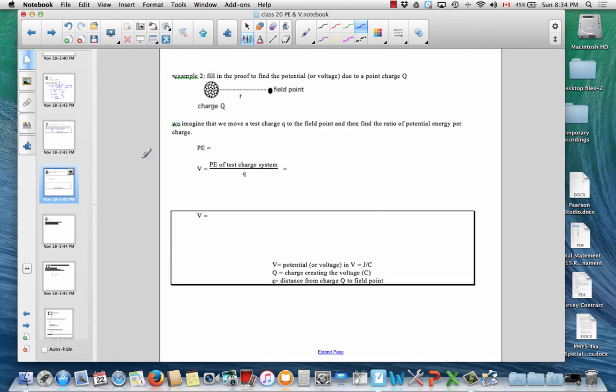Now, we already know how to calculate potential energy. It's kq little q over r. So if we divide that by q, then clearly the q's just cancel out. And so we get an expression for our energy field of kq over r.